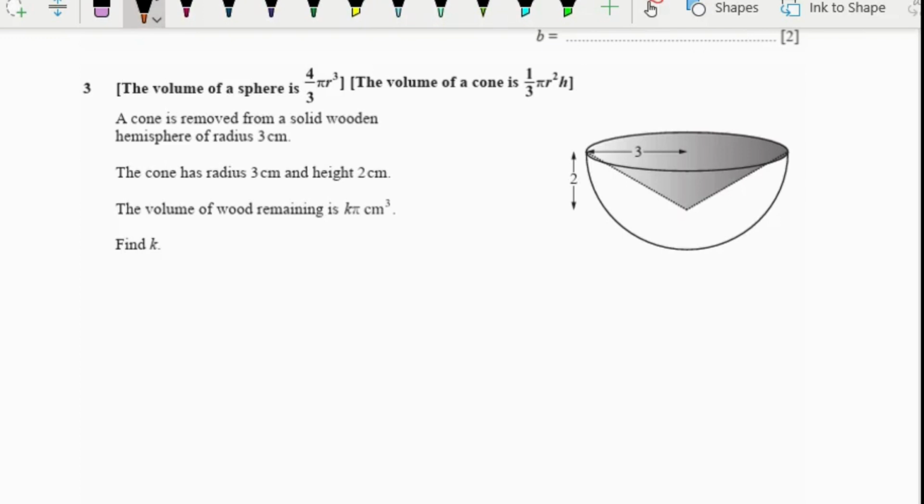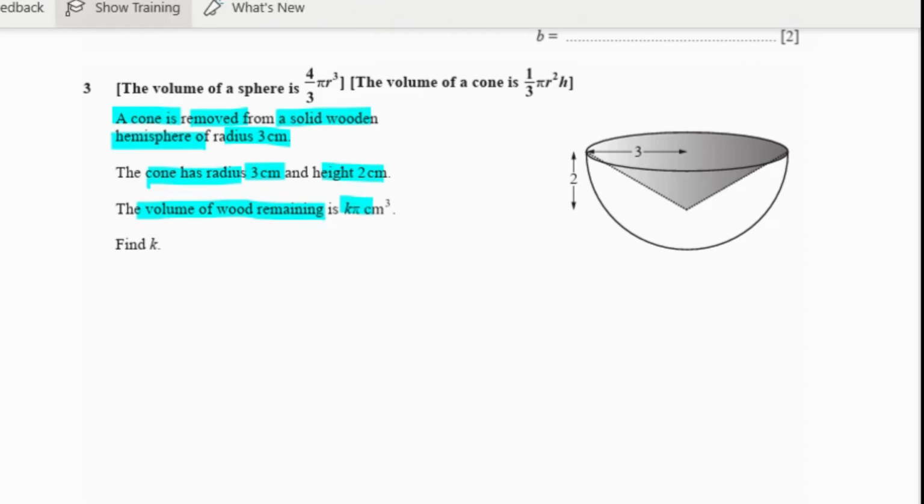Okay, there is another question. It says a cone is removed from a solid wooden hemisphere of radius 3 centimeter. The cone has radius 3 centimeter and height 2 centimeter. We need to find the volume of remaining wood, and that is k pi centimeter cube. So it means our answer should be in the form of pi. Remember that.